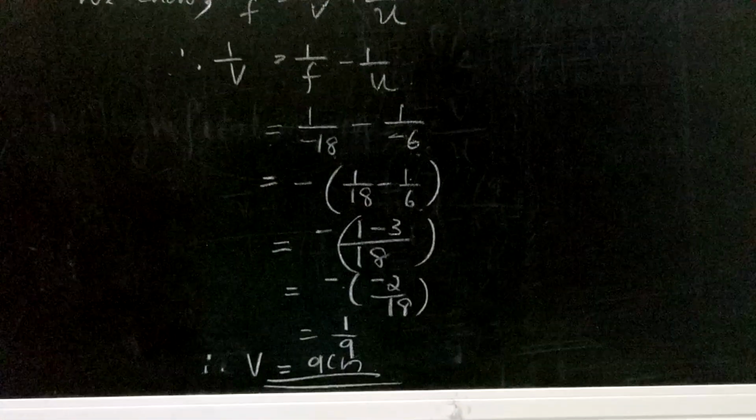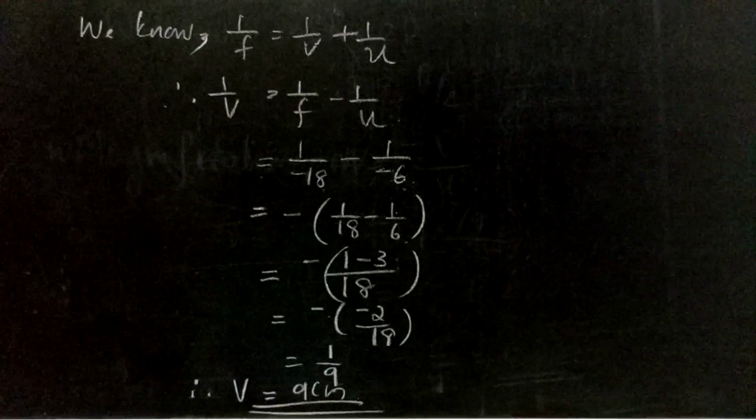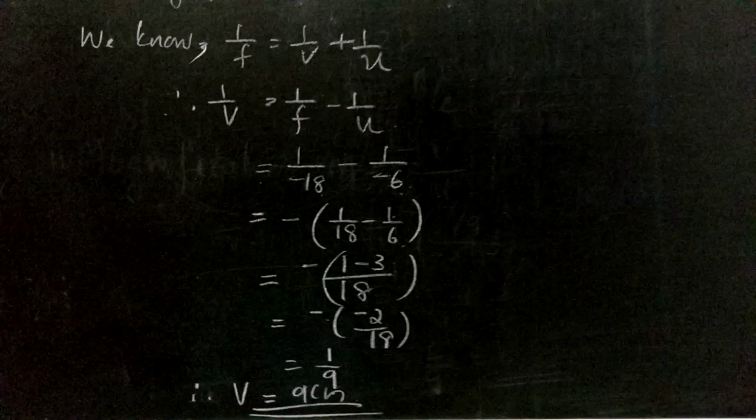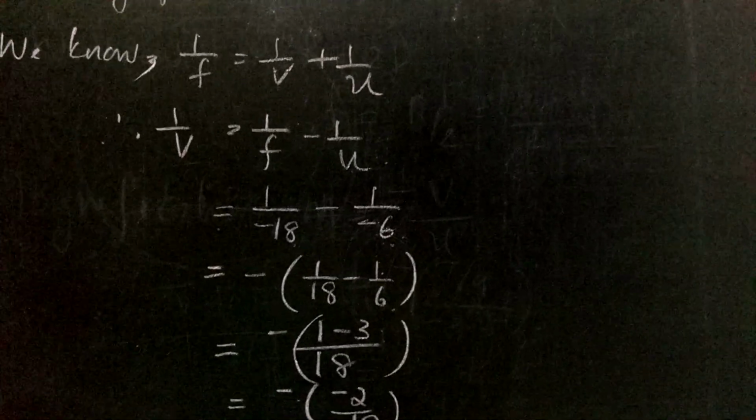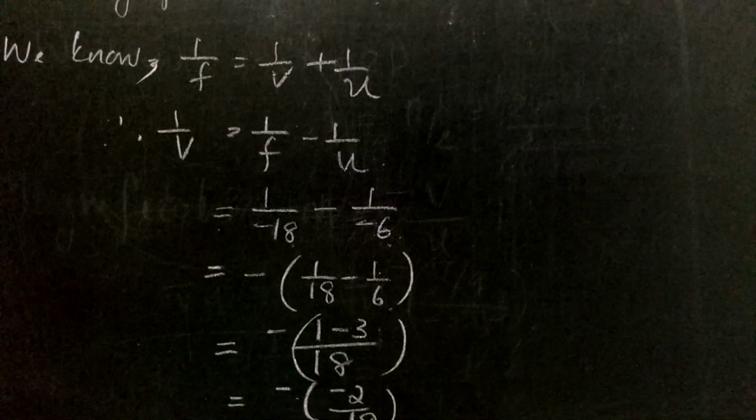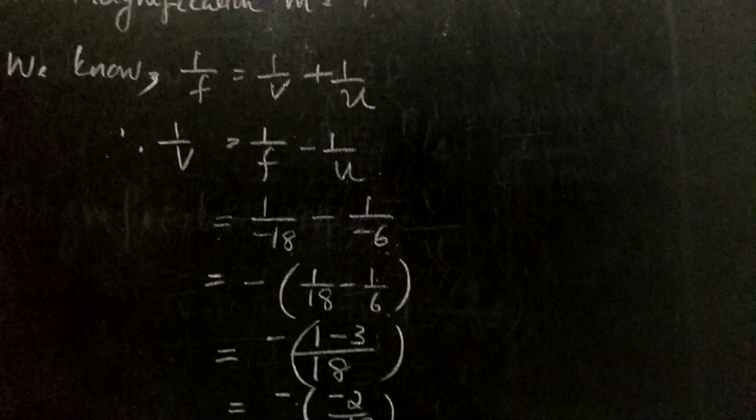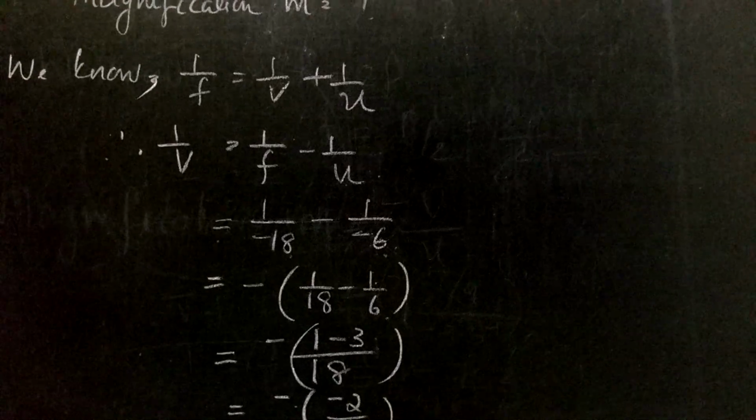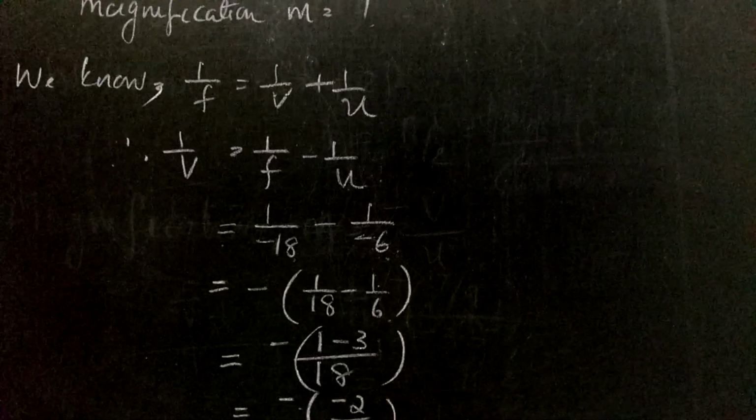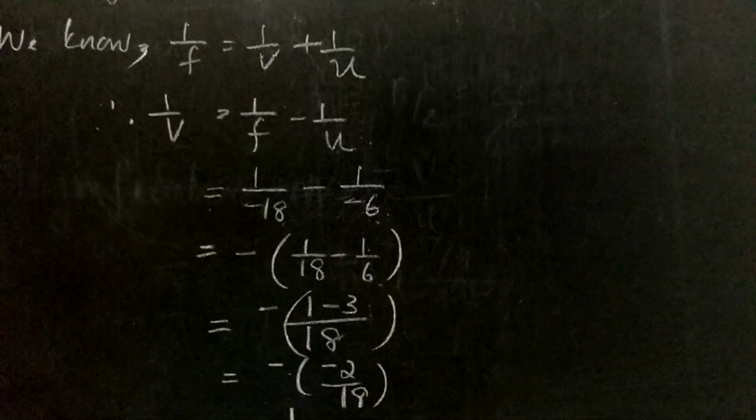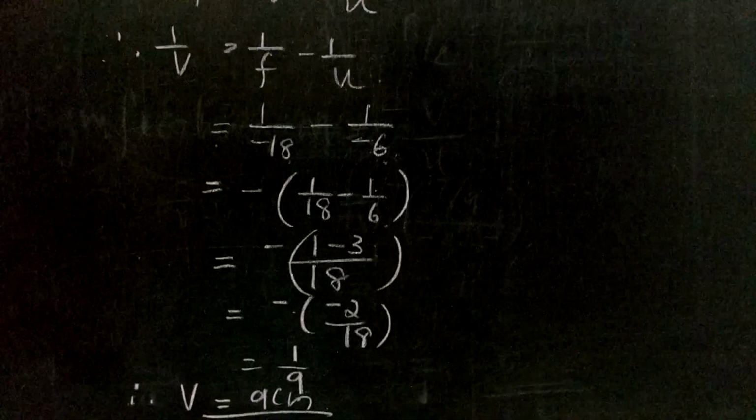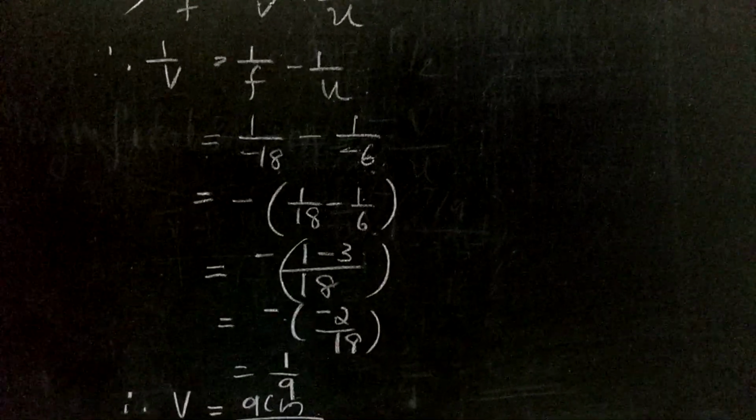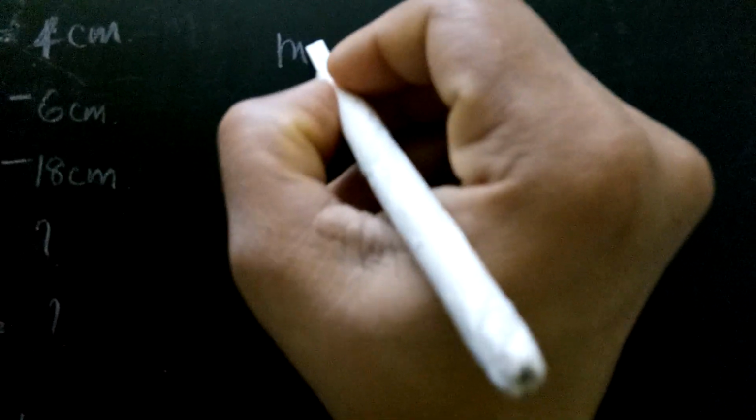Okay, so here 1 by V is equal to 1 by F minus 1 by U, that is equal to 1 by negative 18 minus 1 by negative 6. So that is equal to negative of 1 by 18 minus 1 by 6 because negative is common. Now negative common into 1 minus 3 divided by 18. So that is equal to negative of negative 2 by 18. Negative and negative become positive. So 1 by 9. So V is equal to 9 centimeter. So we got image position. Now magnification.